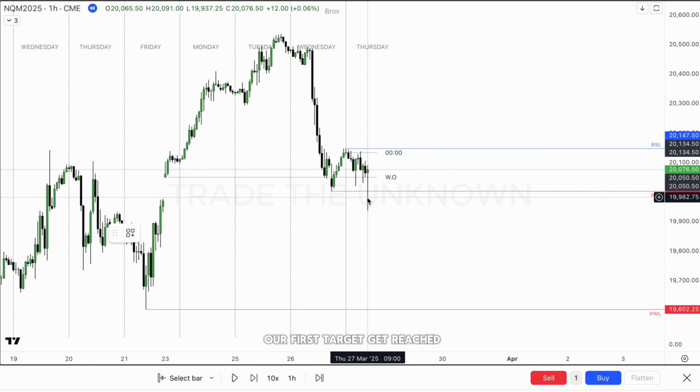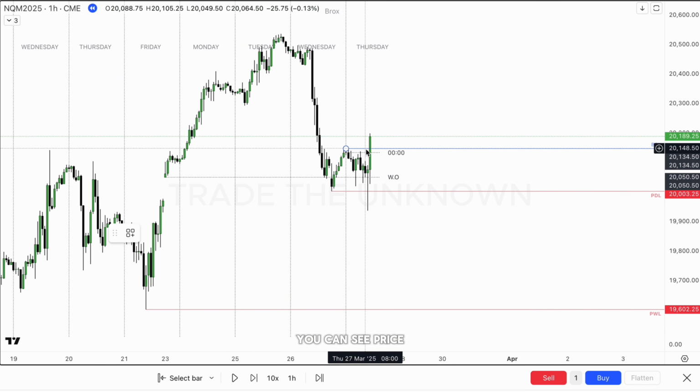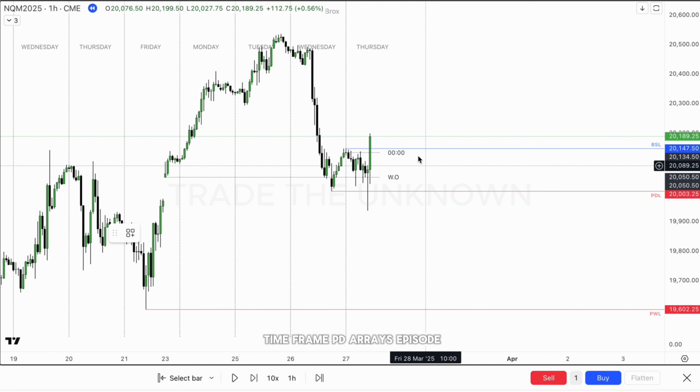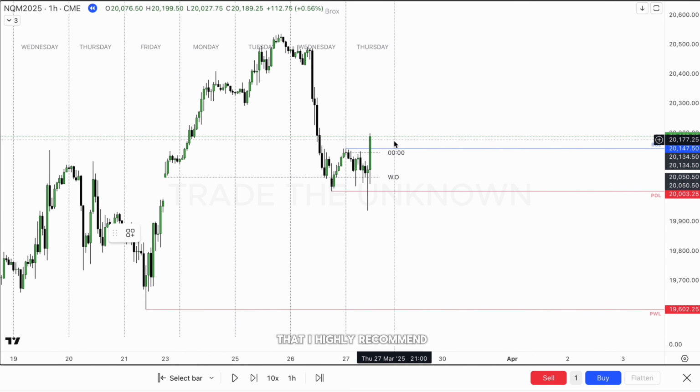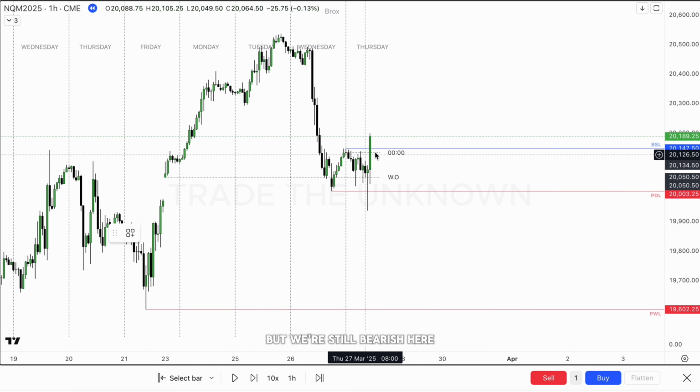So once we see our first target get reached, then we can target the opposing liquidity pool. So in this case, by playing it forward, you can see price goes straight through it. Now by this point, since we are still bearish, this candle does not mean we switch bullish. And this is something I talked about in my choosing the right high time frame PD raise episode. If you haven't watched that, I highly recommend you do. But we're still bearish here.